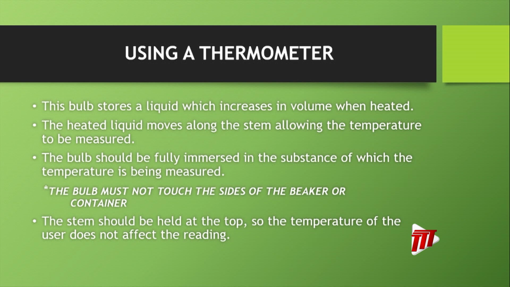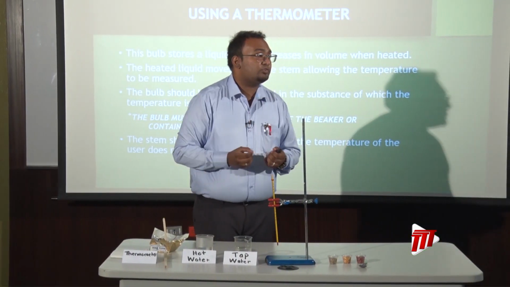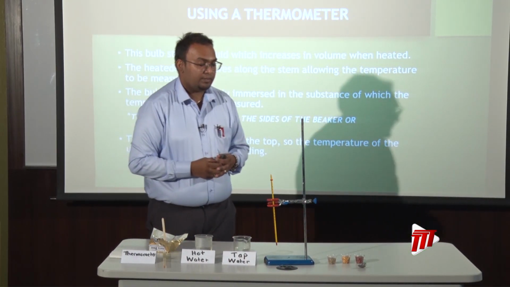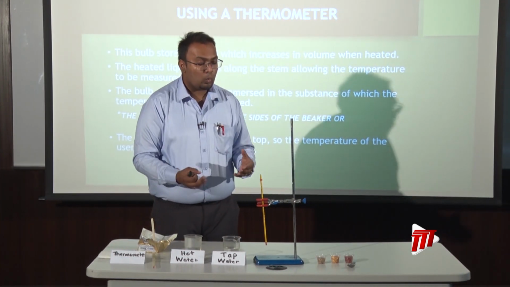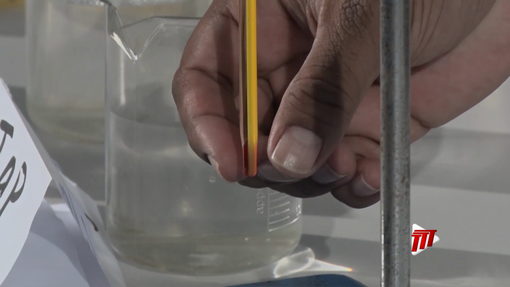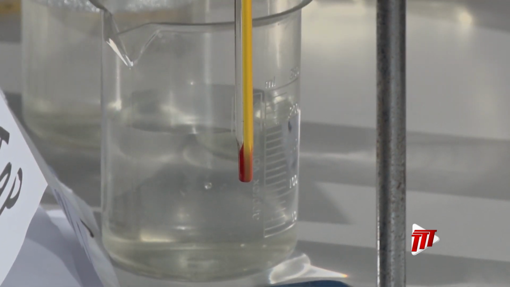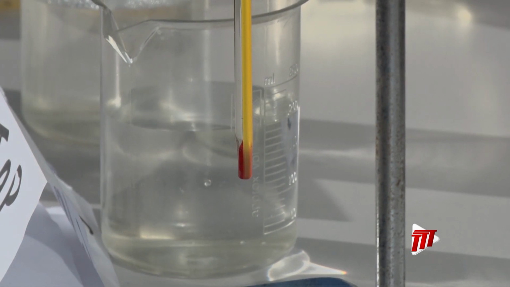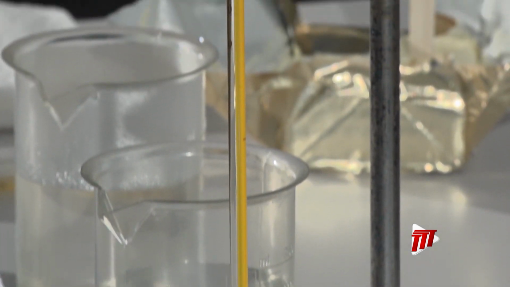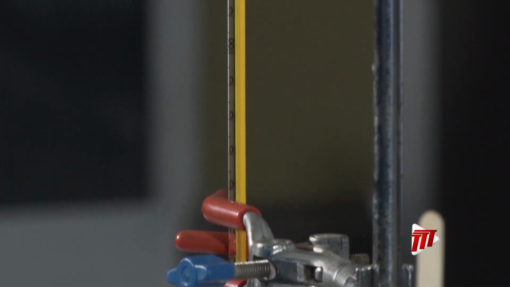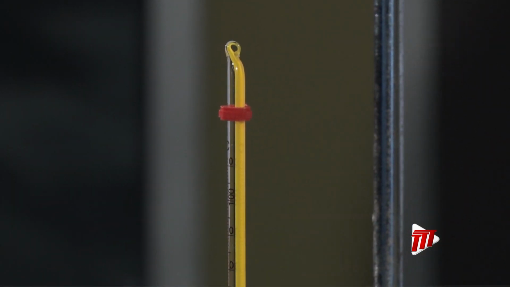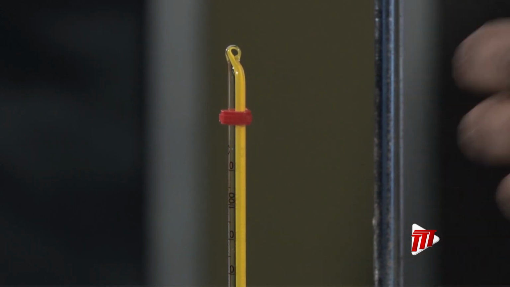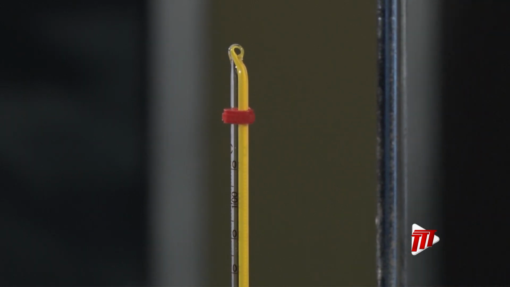The stem should be held at the top so that the temperature of our hands does not affect the thermometer. The bulb stores the liquid and it's based on how the temperature affects the volume and it travels up. When we are using a thermometer, we hold the top of it, so we would not get the heat from our bodies heating up the liquid inside of the thermometer. So we would not affect the readings.